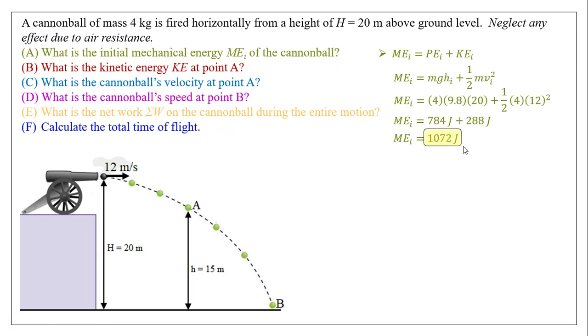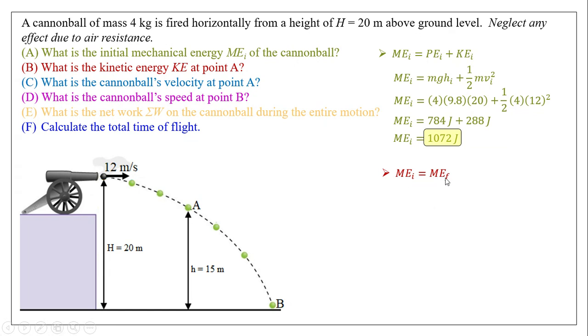Part B asks you to find the kinetic energy at point A. So in the diagram here, point A is 15 meters off the ground. So I'm just going to go initial, where it's being shot, final being point A. Here I'm just going to use conservation of mechanical energy because it says to neglect any effect due to air resistance. So I know mechanical energy must be conserved throughout the whole entire flight.